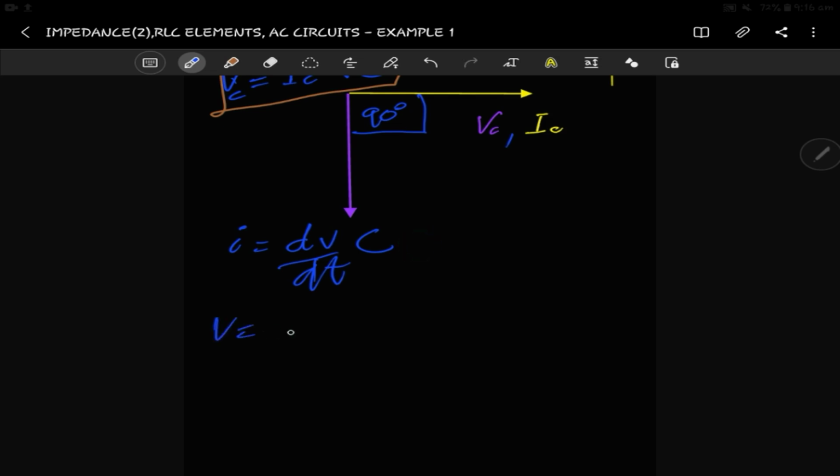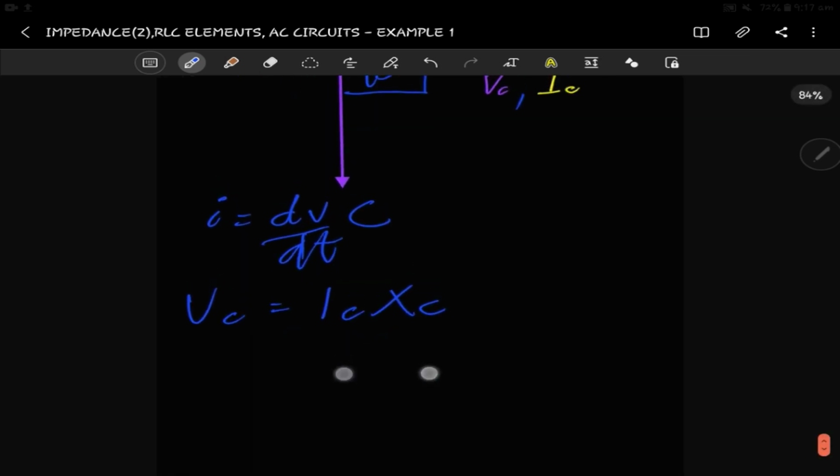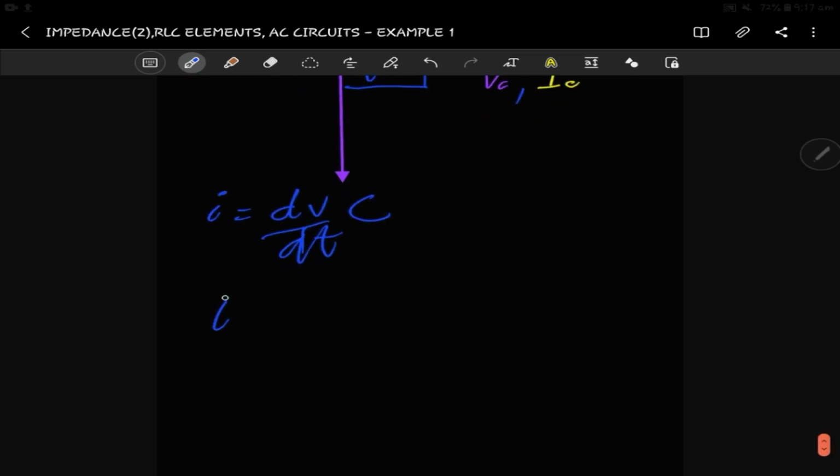If we want to do something with V is equal to I R, we have V C is equal to I C times X C, right? So we're going to do something similar to this one. Now we are talking about the derivative one. If we have the current, which one is leading? The current equation will be something of this sort.